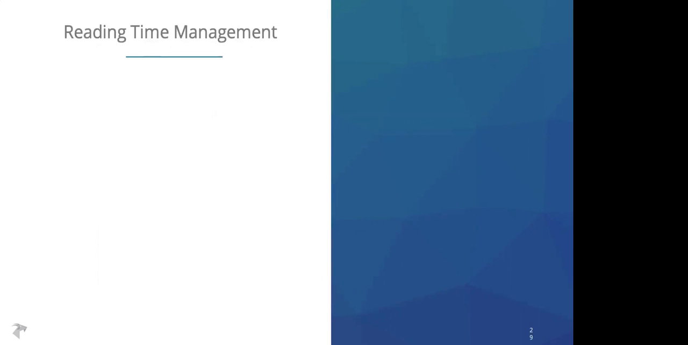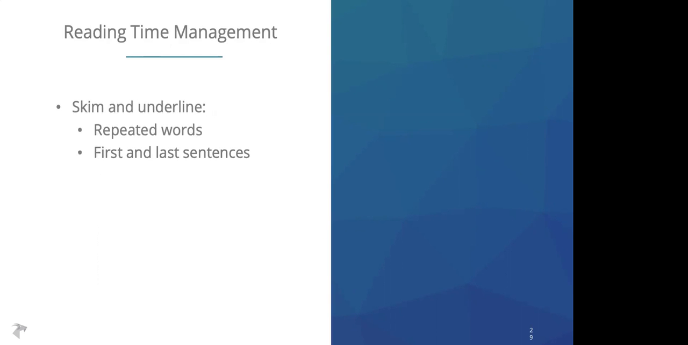With a limited amount of time, it's most effective to skim the reading passages and underline important information such as repeated words, first and last sentences, but don't rush too much. You want to make sure you understand what's going on and you can answer the questions correctly.